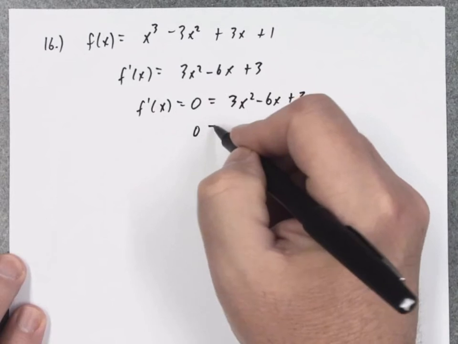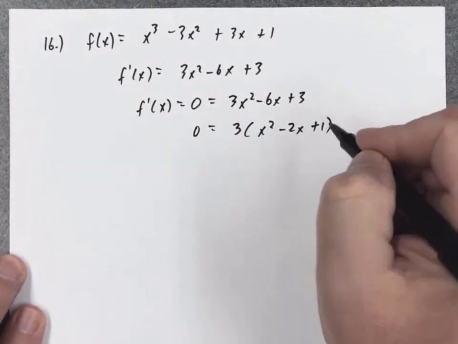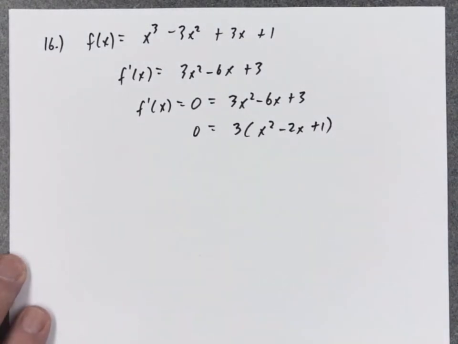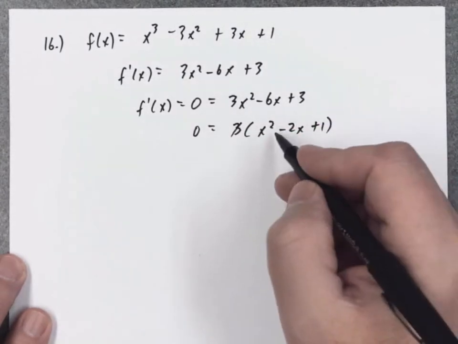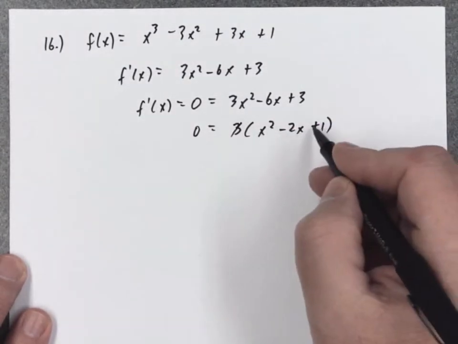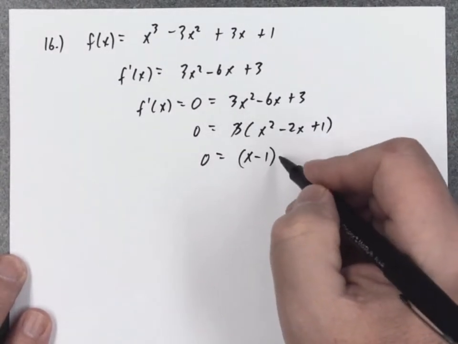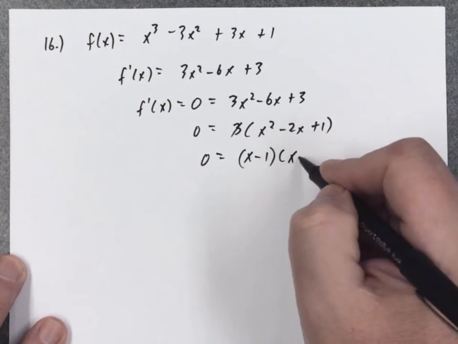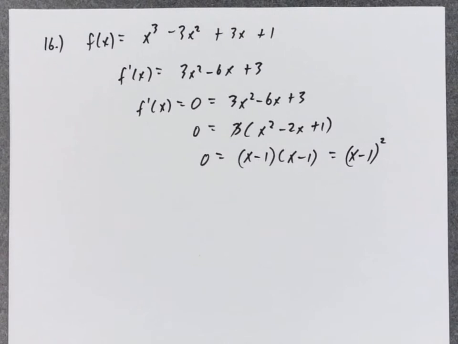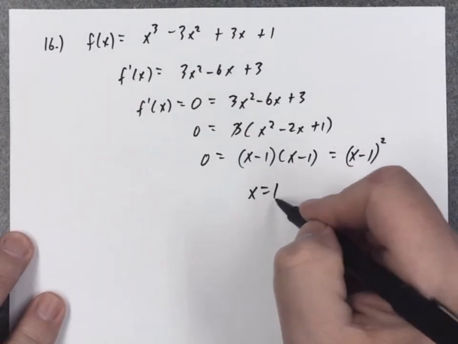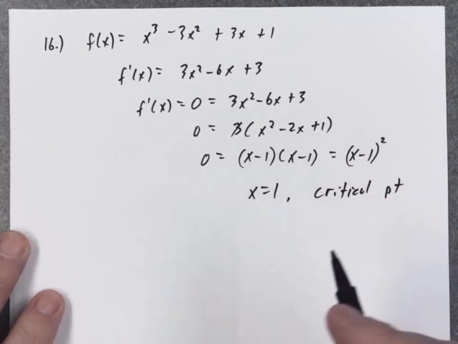To solve this equation, I'm going to factor out a 3. Once again, I can divide both sides by 3, so it goes away. So really it's a problem of this trinomial, which factors into x minus 1 times x minus 1, or we could have just written that as x minus 1 squared. So when you solve this, x equals 1. So we have one critical point.